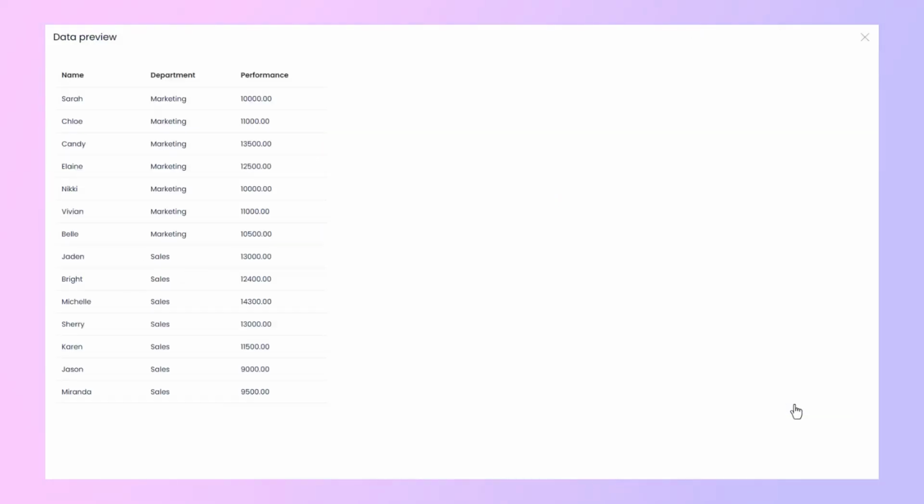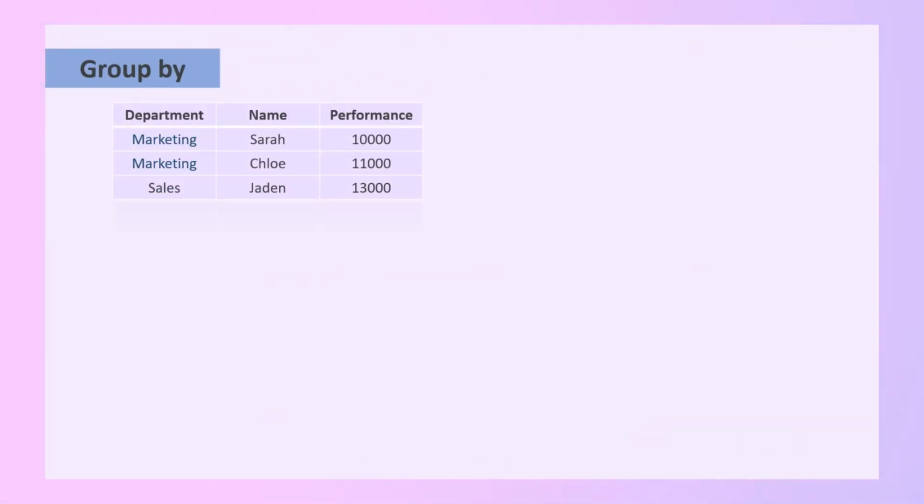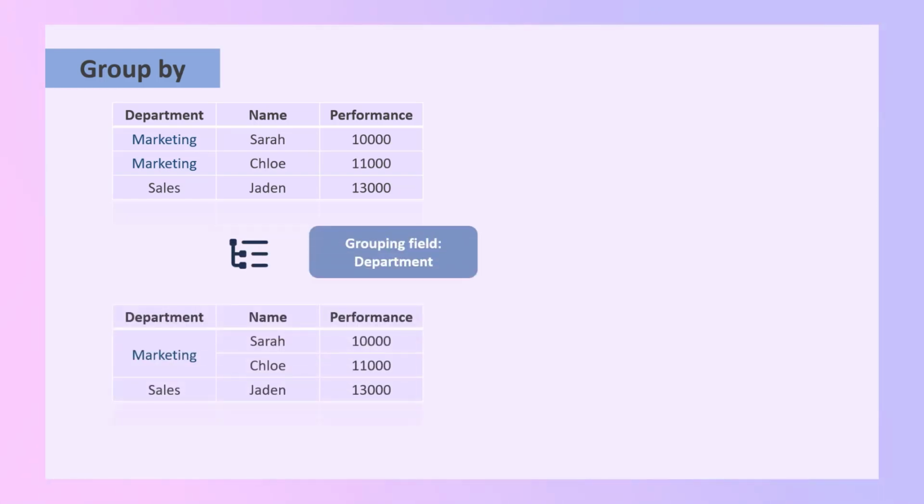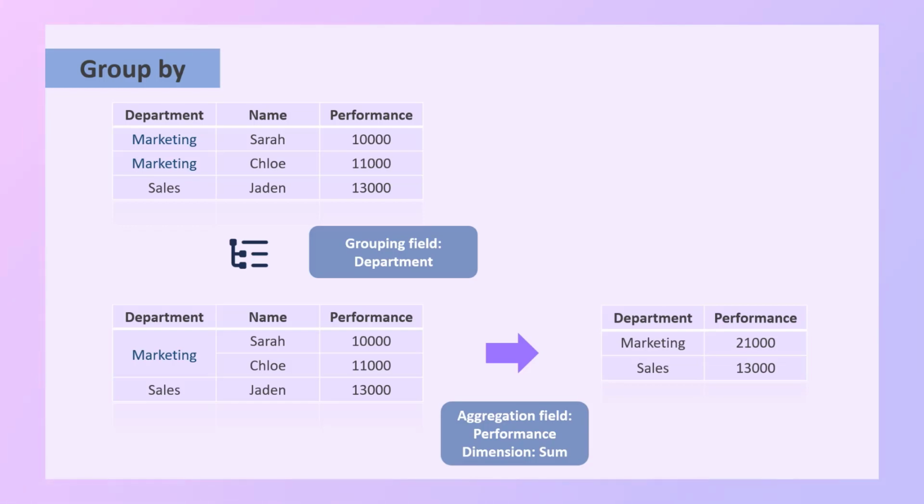Then click on the Data Preview button to see the data table after it has been processed by the Append Data node. The logic of the group by node is divided into two steps. The first step is to divide into groups according to the same value of the grouping field. And the second step is that after the groups are divided, the aggregation fields in each group will be aggregated again in accordance with the set dimension way.